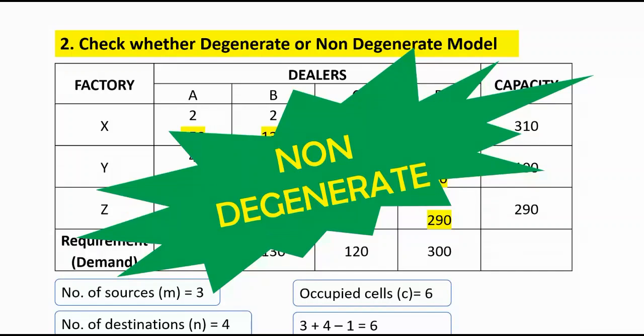Now that we're done checking whether the table is degenerate or non-degenerate, and this time we were able to check that it is indeed non-degenerate, right now we are going to check whether the solution that we have is optimal or not. And to check that, we will be using the stepping stone path method.